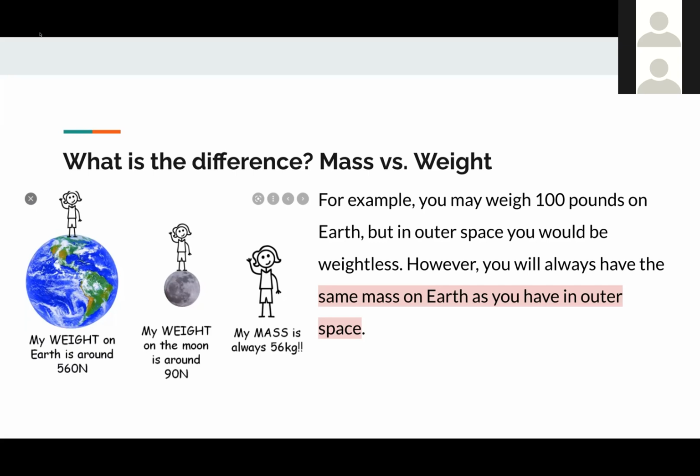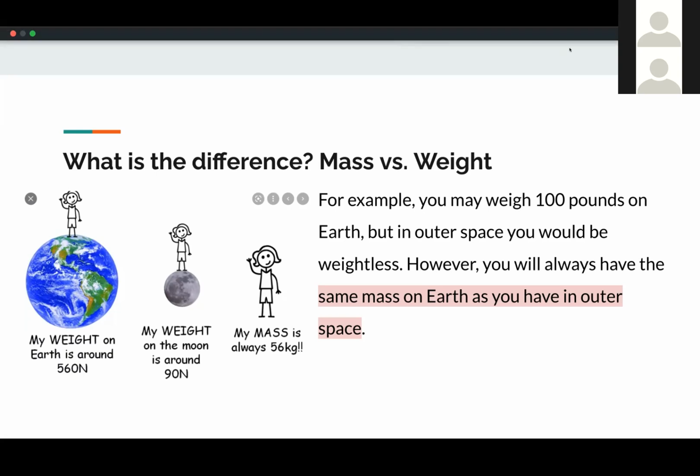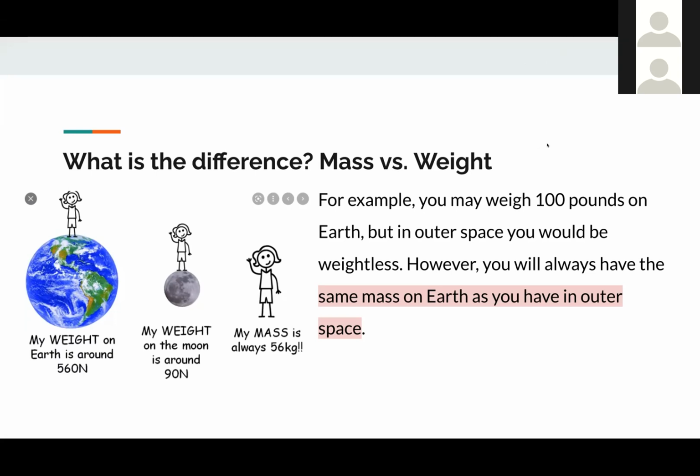So let's say your weight is around 560 newtons, right? But on the moon, your weight is 90 newtons because gravity changes between the Earth and the moon. They're different. However, your mass is always the same, like 56 kilograms.